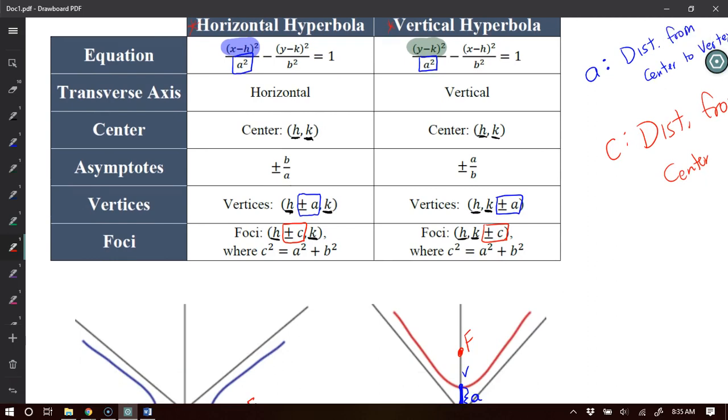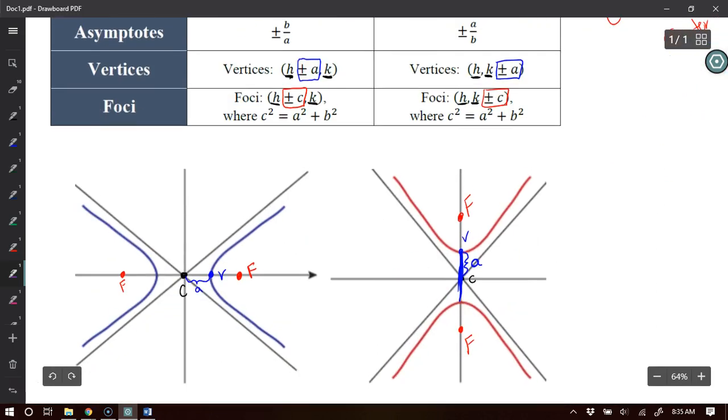Now, to find c, it's a little bit different. This time it looks like the Pythagorean theorem, a squared plus b squared equals c squared. So we have that way to find the c value this time. Now, the one part that is different, we have asymptotes. You're tempted to think that hyperbolas are parabolas, but they're not.